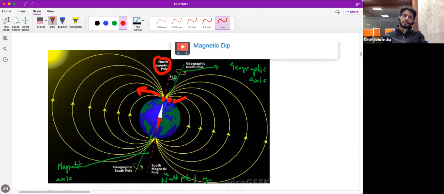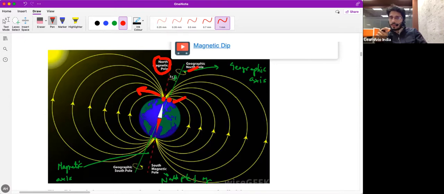And those elements are, there is one axis which is passing through the center of the Earth. This is known as the geographic axis. And there is one axis which is passing through the magnetic north and magnetic south. This is known as the magnetic axis. These two axes are passing through the center of Earth.